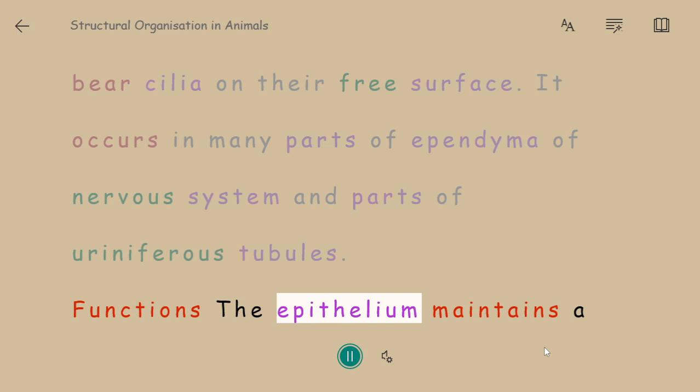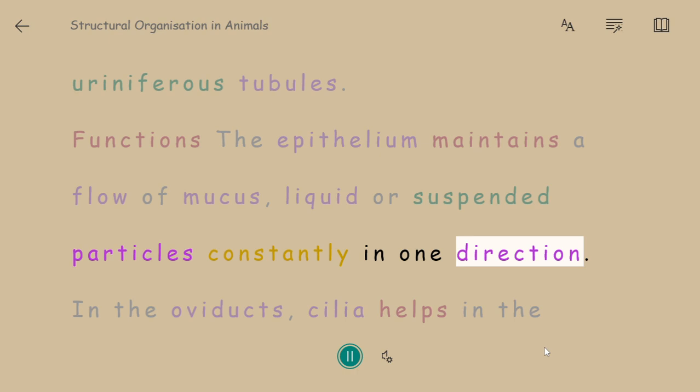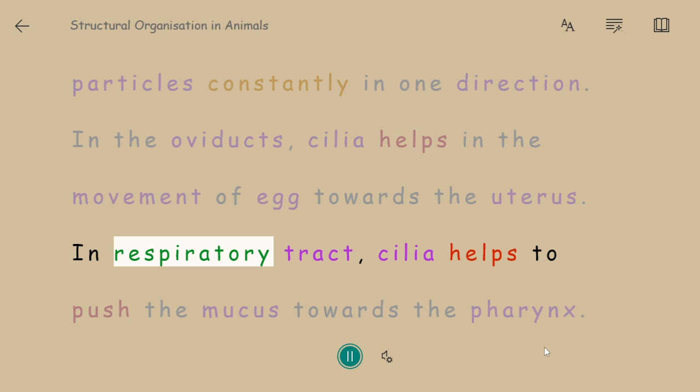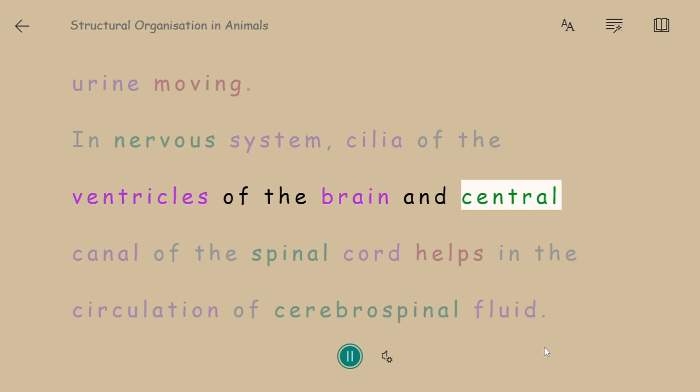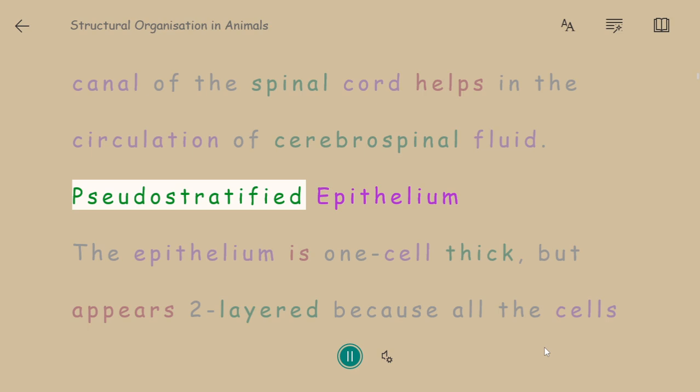Functions. The epithelium maintains a flow of mucus, liquid or suspended particles constantly in one direction. In the oviducts, cilia help in the movement of egg towards the uterus. In the respiratory tract, cilia help to push the mucus towards the pharynx. In nephrons of the kidney, cilia keep the urine moving. In the nervous system, cilia of the ventricles of the brain and central canal of the spinal cord help in the circulation of cerebrospinal fluid. Pseudostratified epithelium.